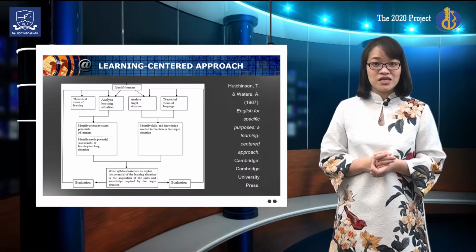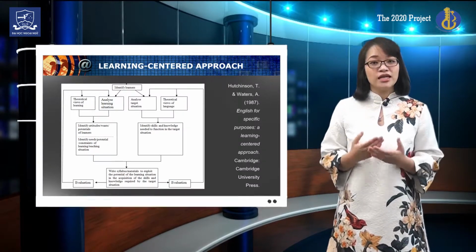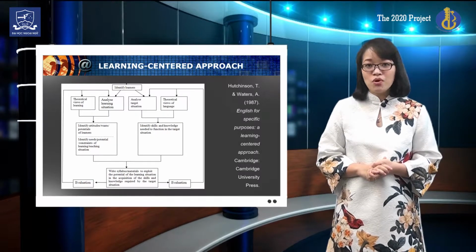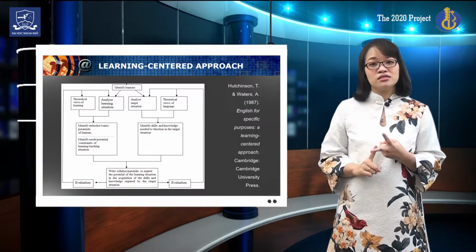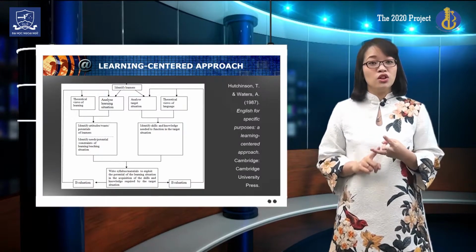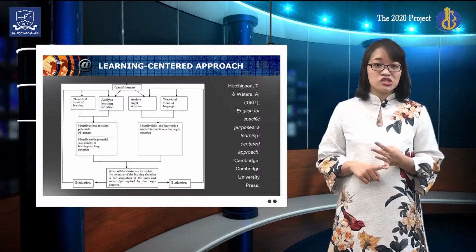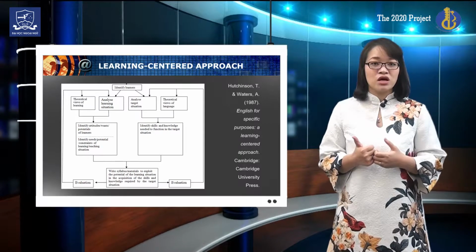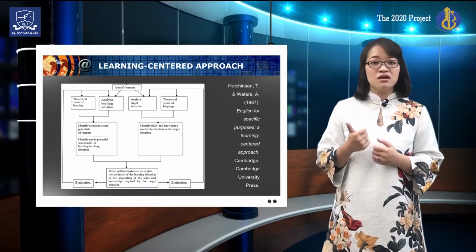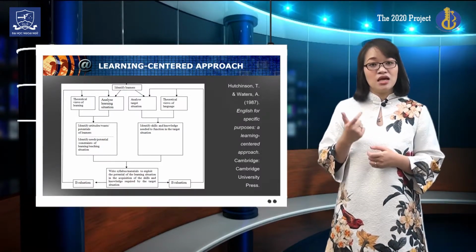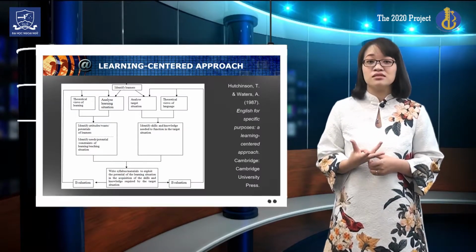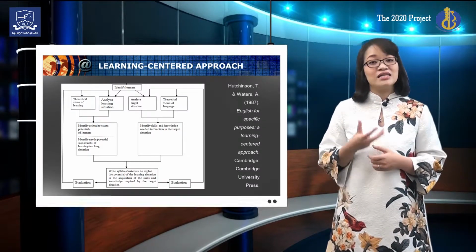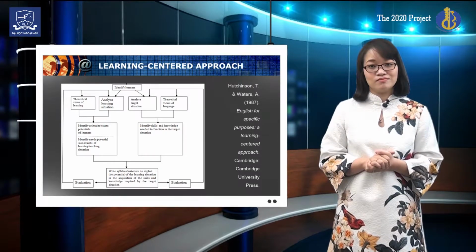The second focus of this approach is on learning needs, referring to numerous factors, including who the learners are, their social cultural background, learning background, age, gender, background knowledge of specialized content, background knowledge of English, attitudes towards English, attitudes towards culture of English-speaking world, and studying English.